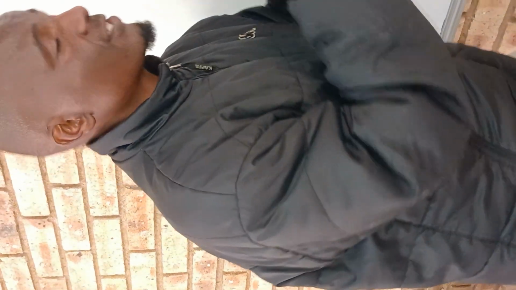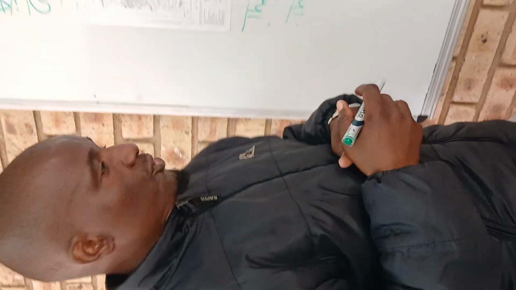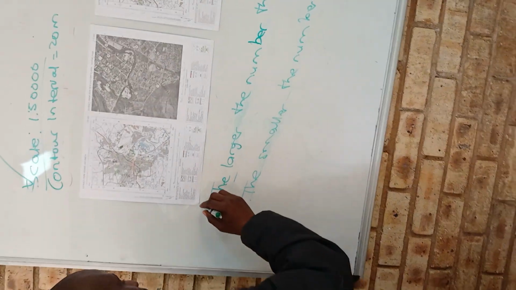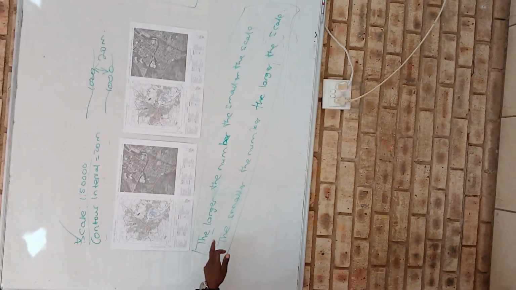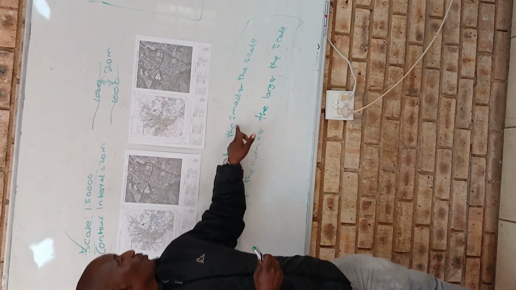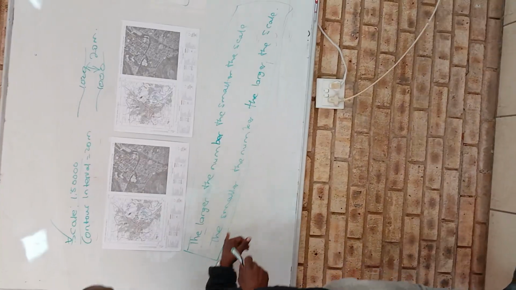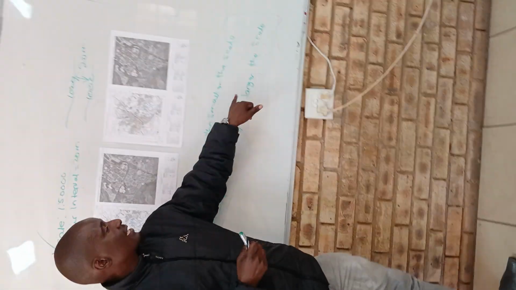The third thing we can look at is whether this is a small scale or a large scale map. How do we come to that conclusion? I want to show you the basic statement that will help you to understand that. The larger the number, the smaller the scale. The smaller the number, the larger the scale.